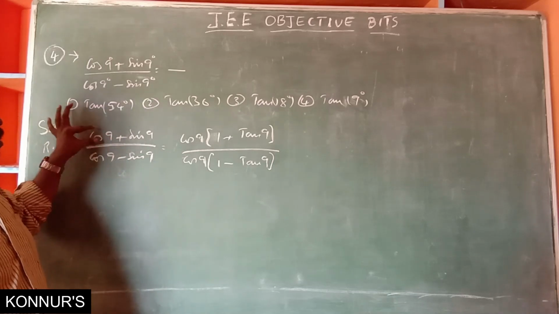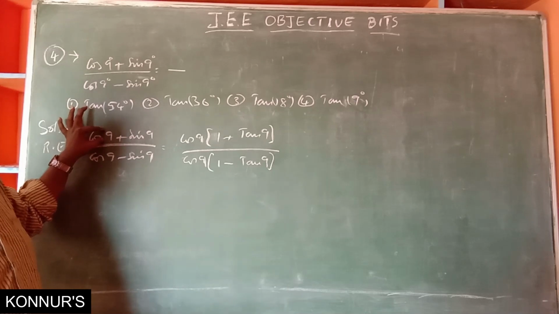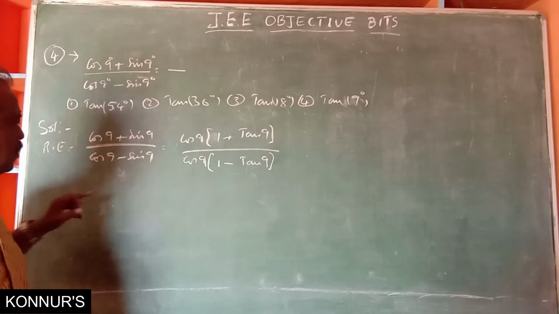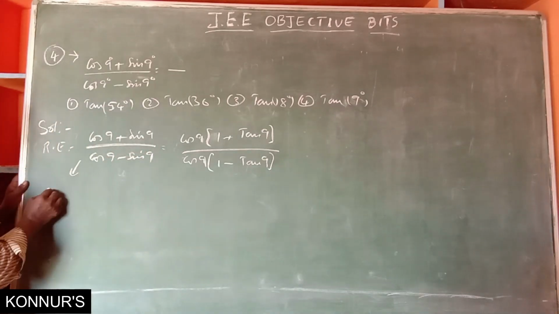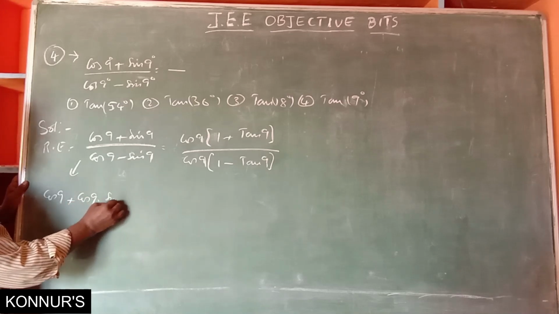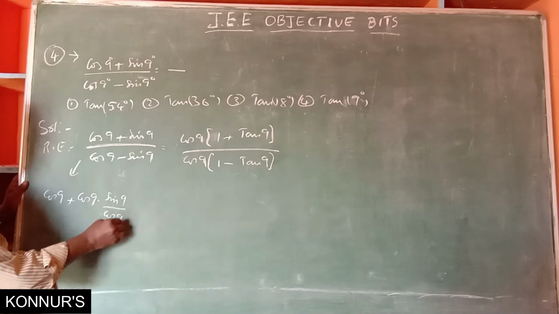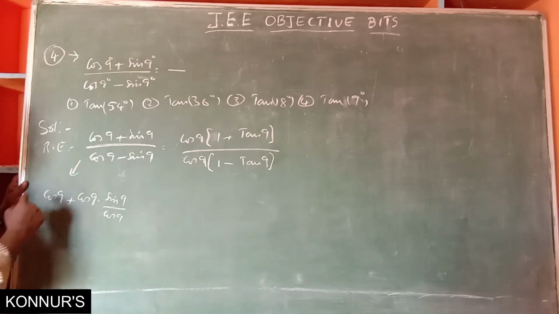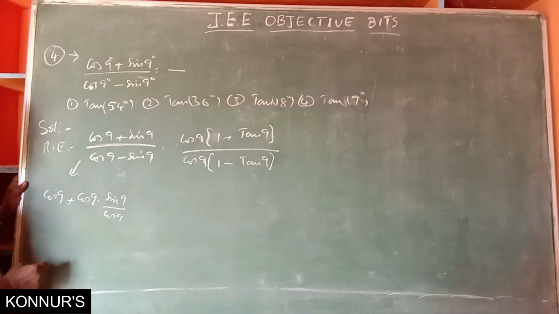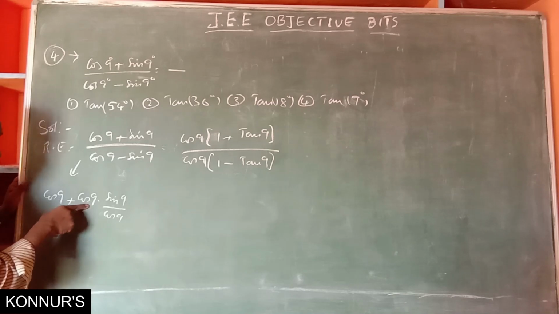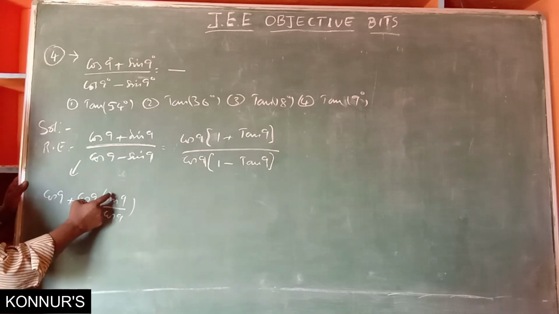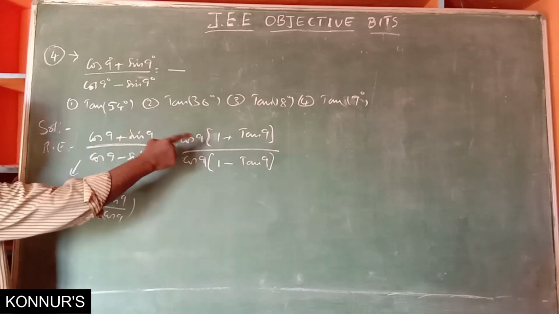Common means here is cos 9 is not common actually, because in this term cos is not there. That means we are writing this one as cos 9 plus cos 9 into sin 9 by cos 9 like that. In the denominator also the same. Cos 9 gets cancelled, we get the same. Why? Because in order to have cos 9 in the numerator, I write it in the denominator also. Then this sin 9 by cos 9 will change it as tan 9.